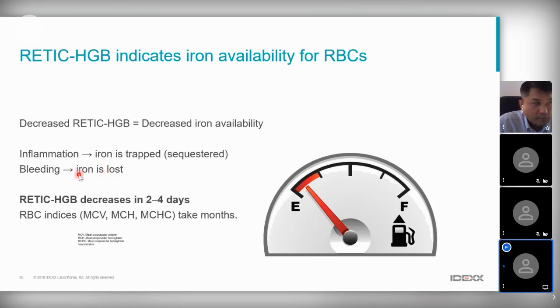And the second one is true iron loss, that is via bleeding. The blood is lost, along with that the iron is also lost, and hence it leads to low retic hemoglobin.